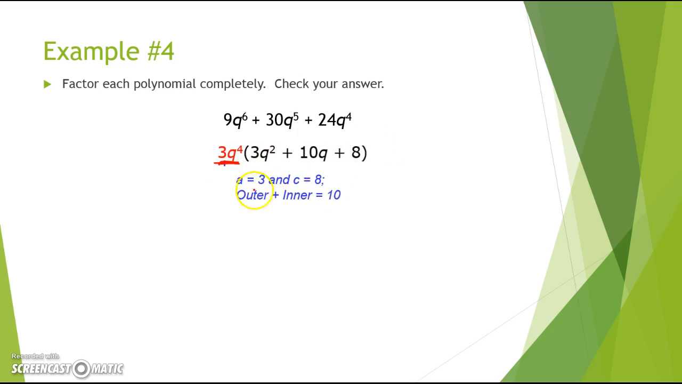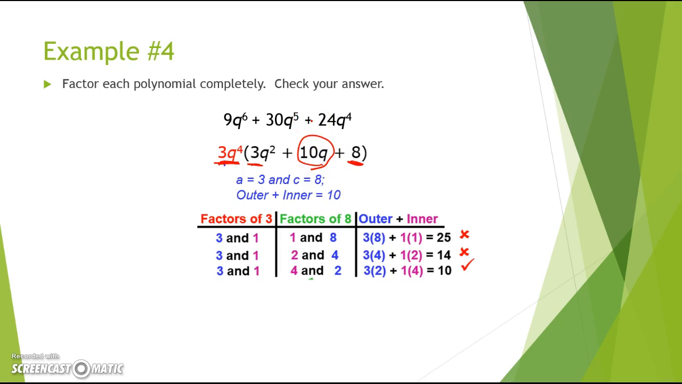So then we have to think of, in the parentheses, my a and my c. A is 3, c is 8. It has to add to be 10. So you can create a chart to find factors of 3, your a, to find factors of c, which is 8. But we'll also add up to 10, and the factors are going to be 3q and q, 4 and 2. So 3q to the 4th, and then parenthesis 3q plus 4, parenthesis q plus 2 is going to be your final answer.